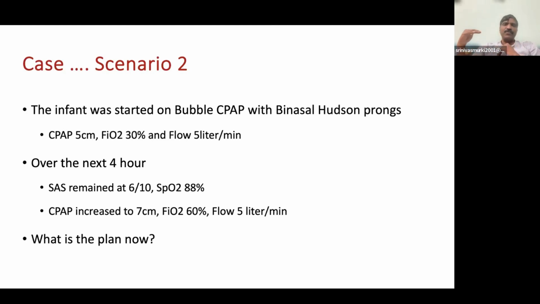But flow was kept at 5 liters because the flow bubbles were always seen and bubbles were heard in the chest. So while you are on this pressure of 7, FiO2 60%, baby continues to have retractions and hypoxia. What do you do now? Maybe you can write in the chat box, what do you do now? Because your CPAP is still not able to open the lung, not able to give normoxia for the baby. So what do you do now?